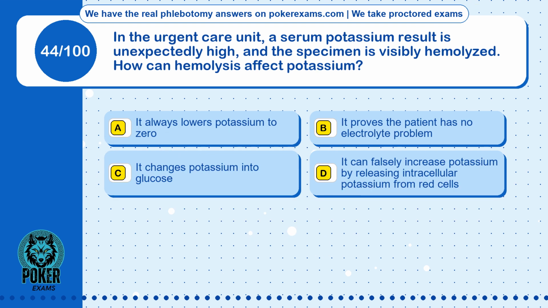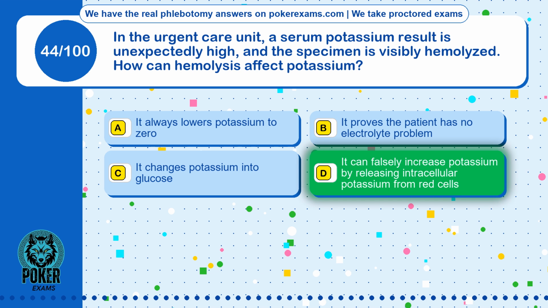Question 44. In the urgent care unit, a serum potassium result is unexpectedly high, and the specimen is visibly hemolyzed. How can hemolysis affect potassium? Option A. It always lowers potassium to 0. Option B. It proves the patient has no electrolyte problem. Option C. It changes potassium into glucose. Option D. It can falsely increase potassium by releasing intracellular potassium from red cells.